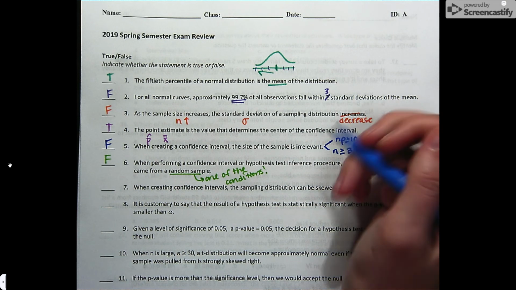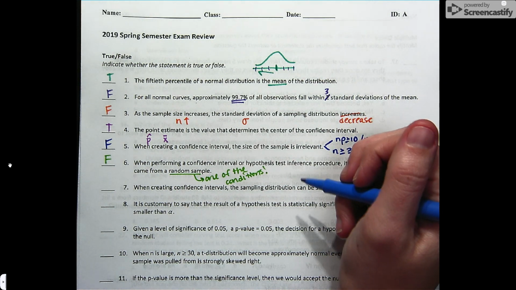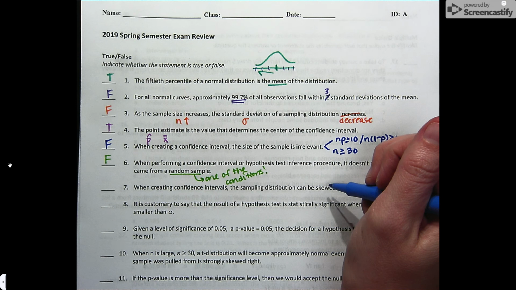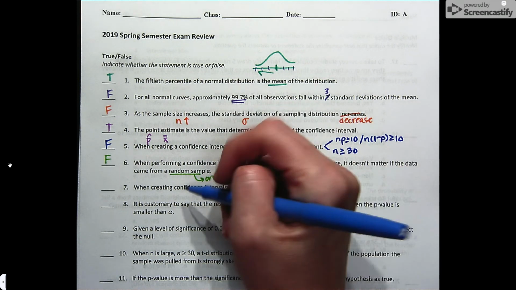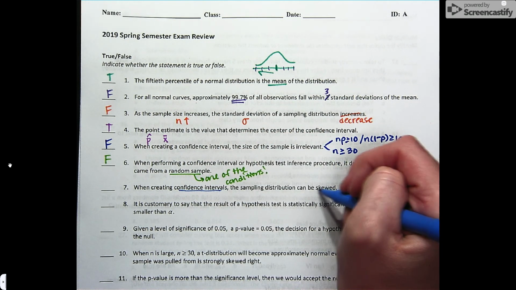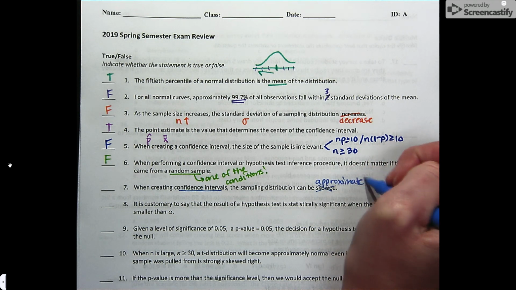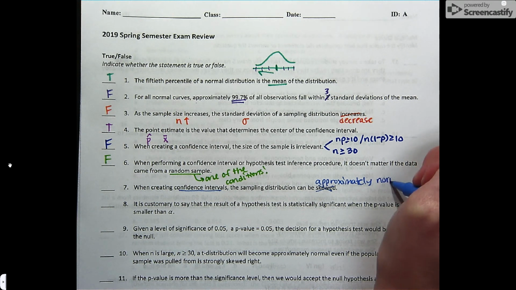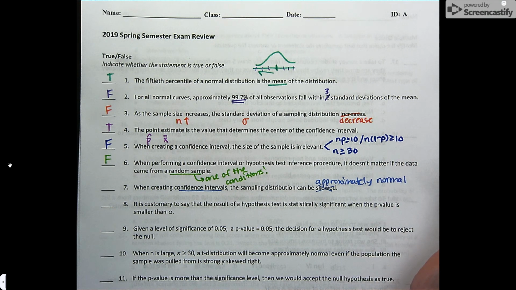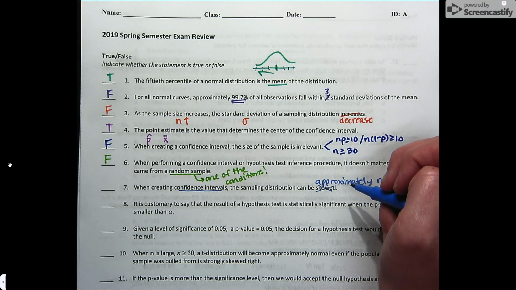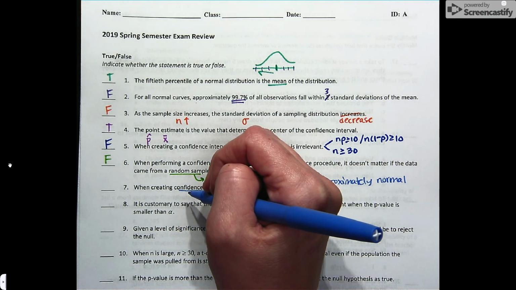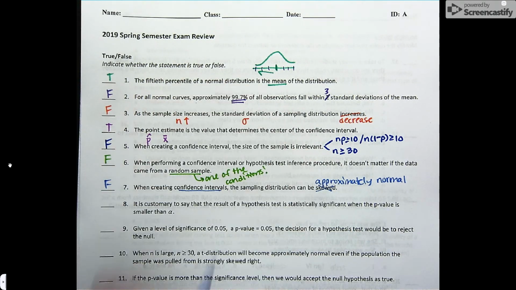Number 7, when creating confidence intervals, the sampling distribution can be skewed. So number 7, that is not true. For confidence intervals, the shape that we want is not skewed. We want approximately normal. Depending on what procedure you are applying, whether it's proportions or means, the way you show something's approximately normal may be different, but the fact is we have to have it be approximately normal to create a confidence interval. So that is going to be false.